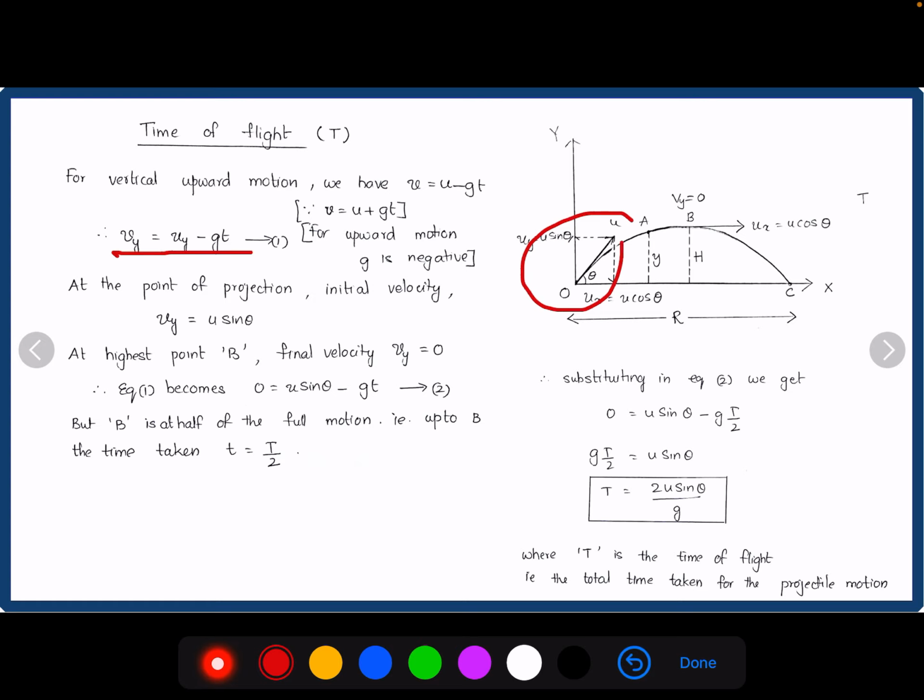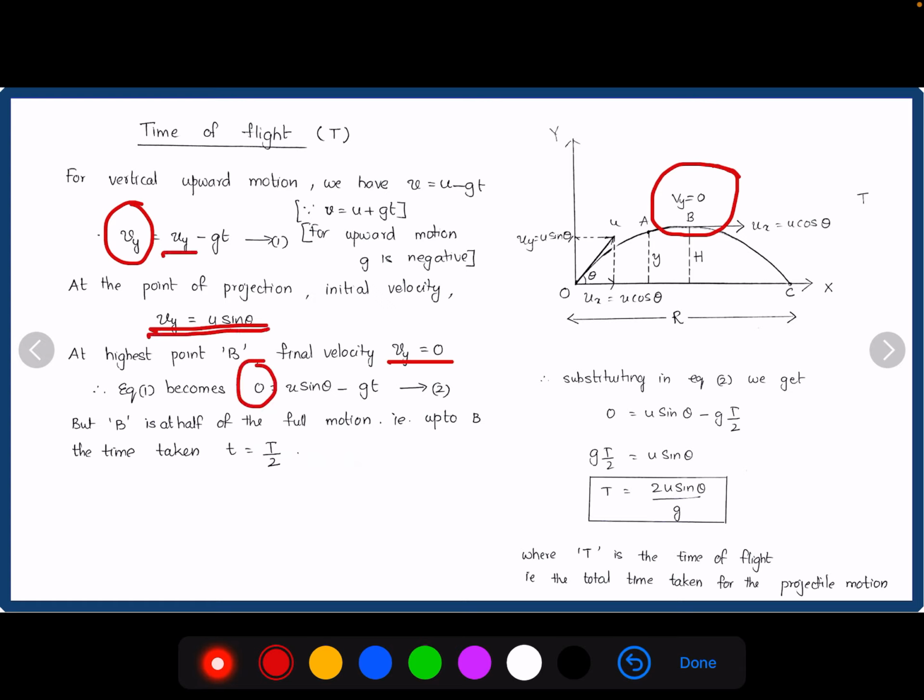Here we have shown it. At the time of projection, initial velocity uy is equal to u sin theta. Therefore, at the highest point, vy is equal to 0, the final velocity is 0. Substitute initial velocity as u sin theta and final velocity as 0. In place of vy we got 0, in place of uy we got u sin theta, and we get this equation: 0 is equal to u sin theta minus gt. Let it be equation number 2.